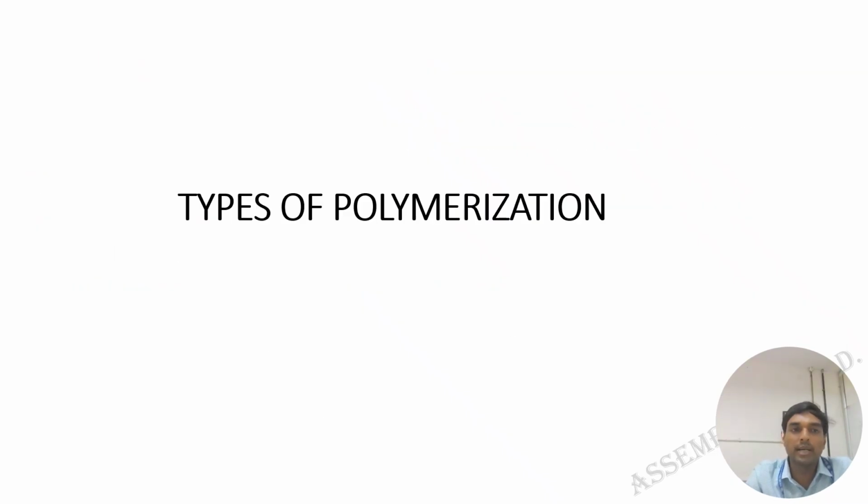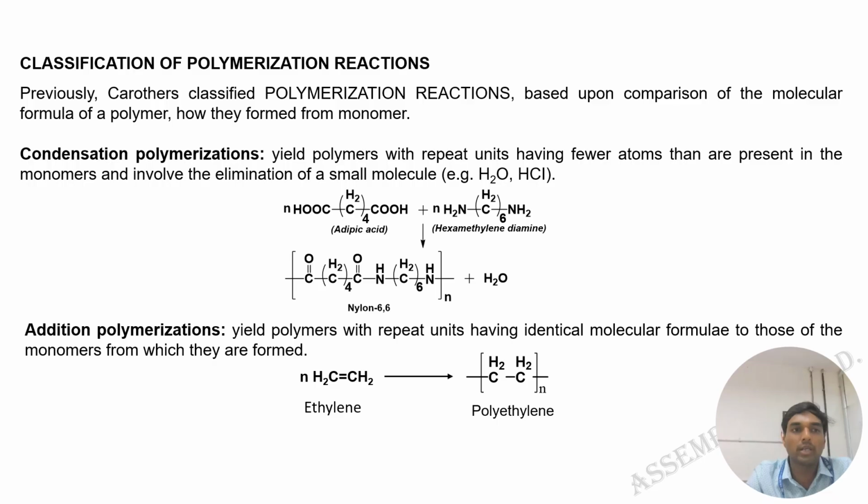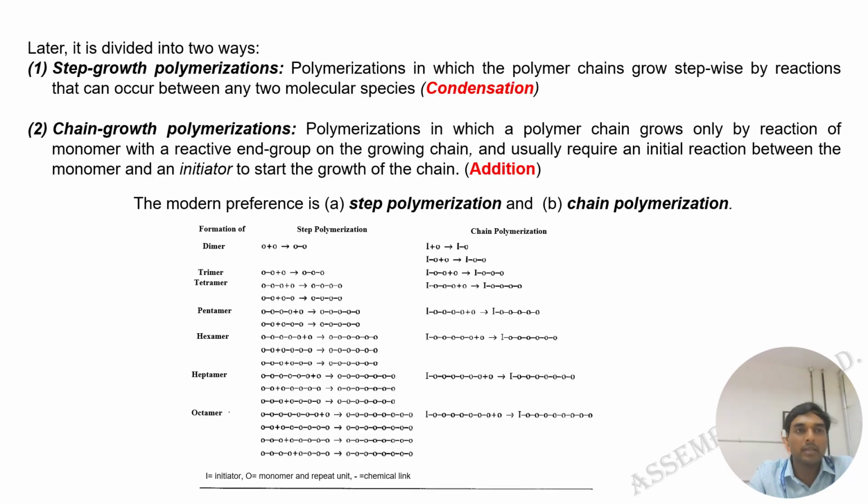So what are the different types of polymerization? Already we talked about addition polymerization, where repeating units are connected with each other, and condensation polymerization, where a water molecule is lost, right? For example, adipic acid and hexamethylene diamine. Based on the synthetic methods, we can divide polymerization into two parts.